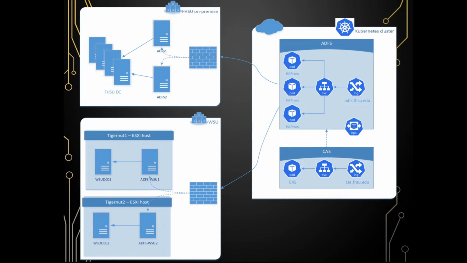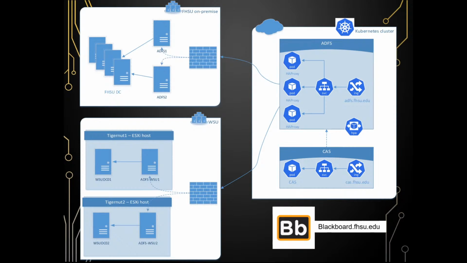Let's walk through the whole process in a scenario. Let's say a user accesses one of our web services, whether it's in the cloud or on-prem. For example, in this case, a user wants to access Blackboard. As we configured Blackboard to use CAS for authentication, Blackboard redirects the user to CAS. When a web browser makes a request to cas.fhsu.edu, the DNS name resolves to an ingress IP address on GKE. GKE then passes the request to a pod running our CAS server.